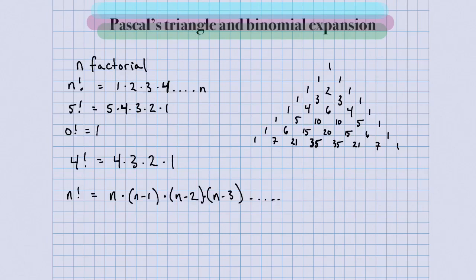Okay, now I want to go over a couple exercises with you with factorials and then get into the binomial coefficient and show you how that relates to Pascal's triangle and expanding these binomial expressions.